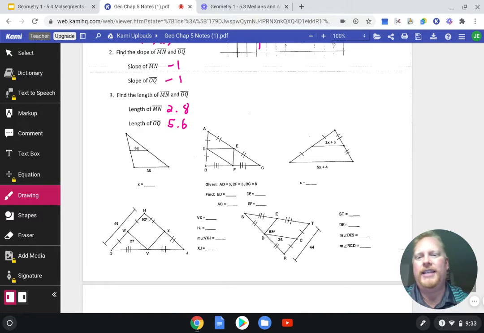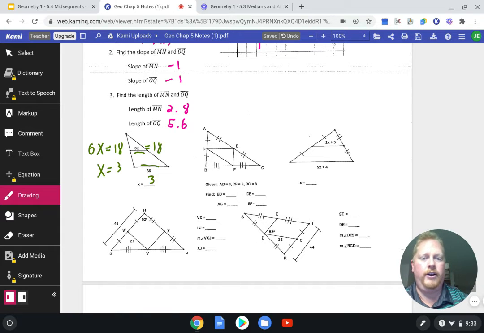The idea is that this midsegment is half as much as the actual side. So one way you can do it is you can say, well, if that side is 36, then that midsegment has to be 18. And you can write the equation 6x equals 18 and solve that. Okay, that's one way of doing it.